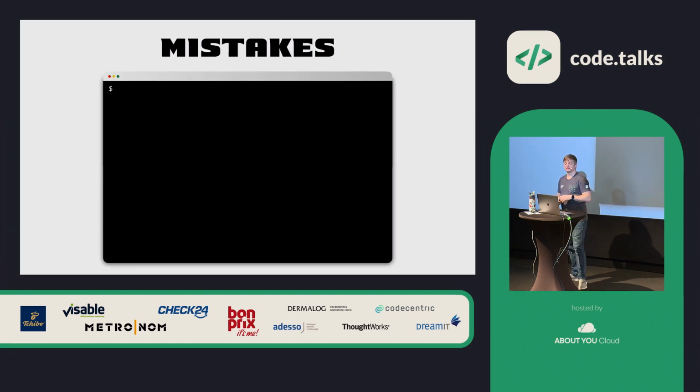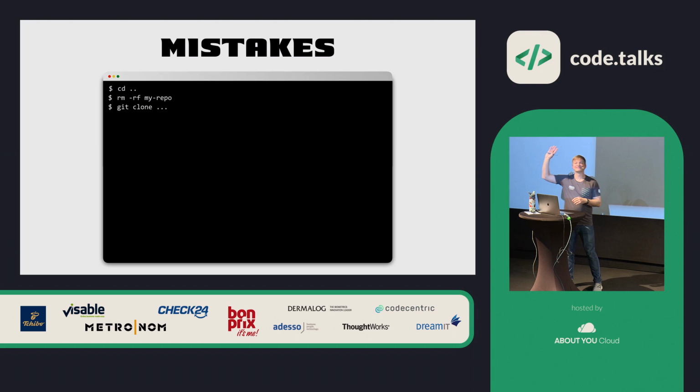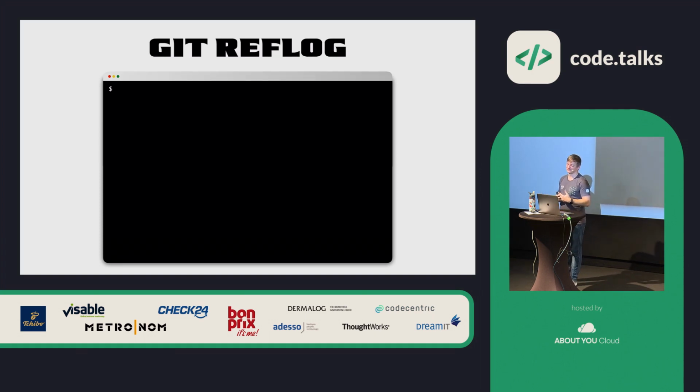Anybody of you did this? If you made a mistake, like a rebase that didn't go that well, you went out of the directory, removed the directory, and cloned it again. Who did that? Okay. I hope you will not do that anymore after this, because git reflog to the rescue.